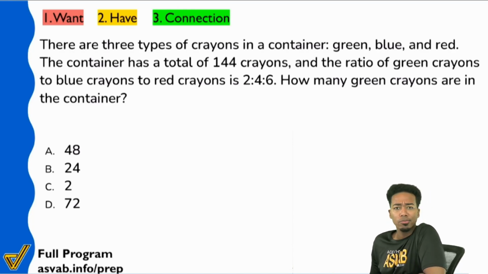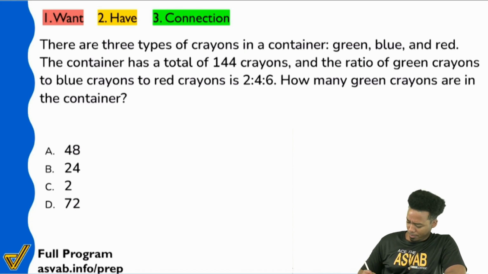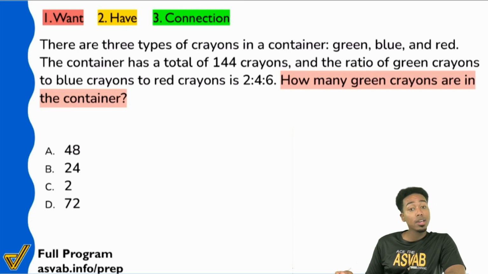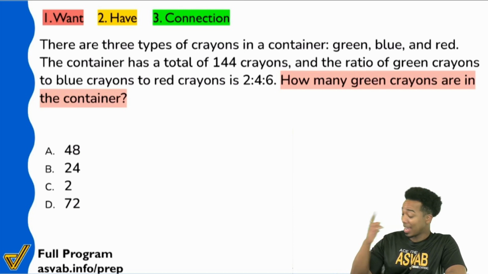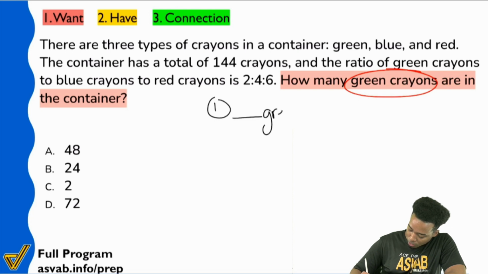Let's start with the question. Quickly, in 1 or 2 or 3 words, what are we looking for? Be specific and quick. Go. What are we looking for in this problem? Green crayons, right there. How many green crayons are in the container? Sounds good. Instantly, you need to take attention right there. Green crayons, that's what I want. So, boom. I want blank number of green crayons, again, in the container.